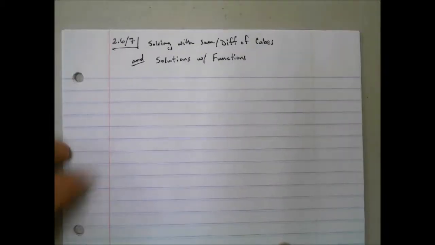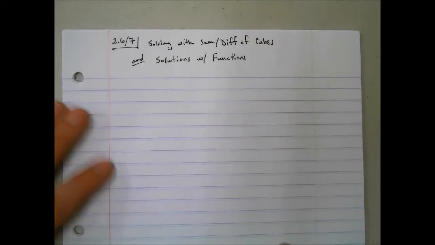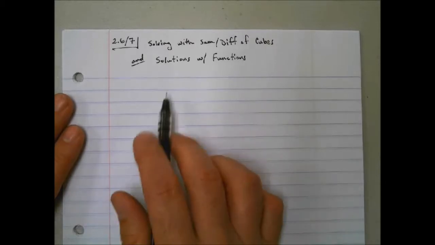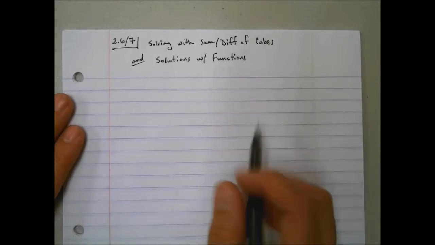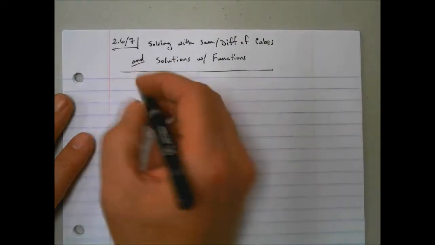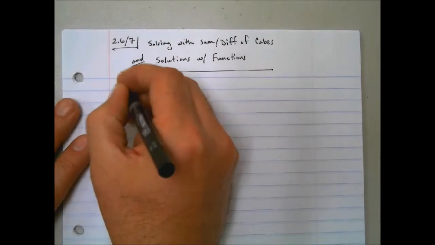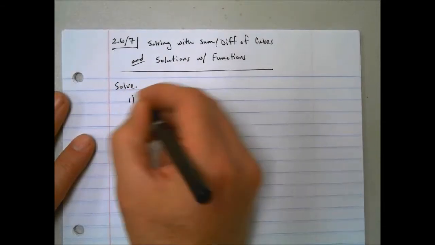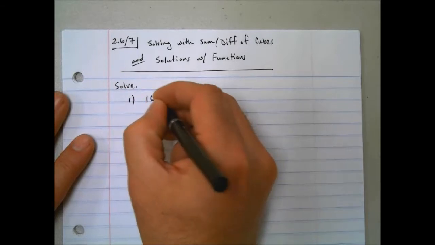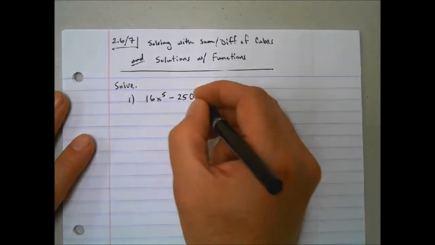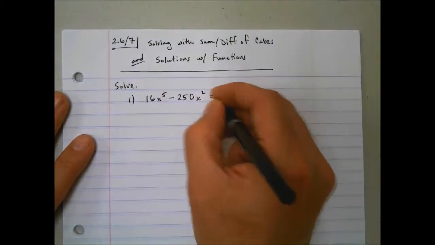Okay, so we are solving more polynomial equations, and it will sometimes involve a sum or a difference of cubes. So let's go ahead and do a problem here. Solve 16x to the fifth minus 250x squared equals 0.